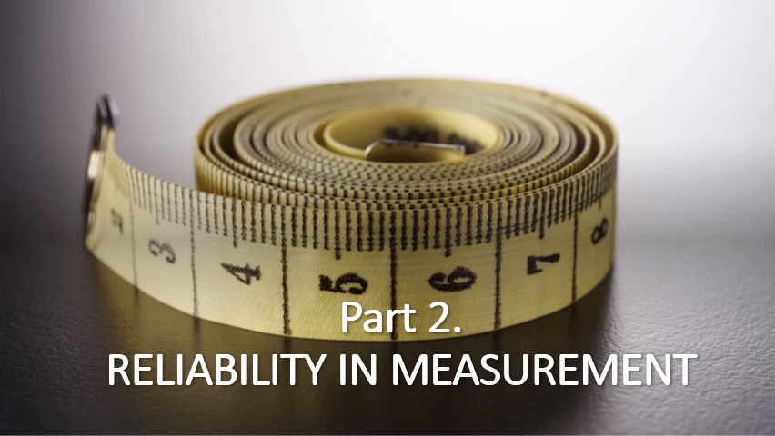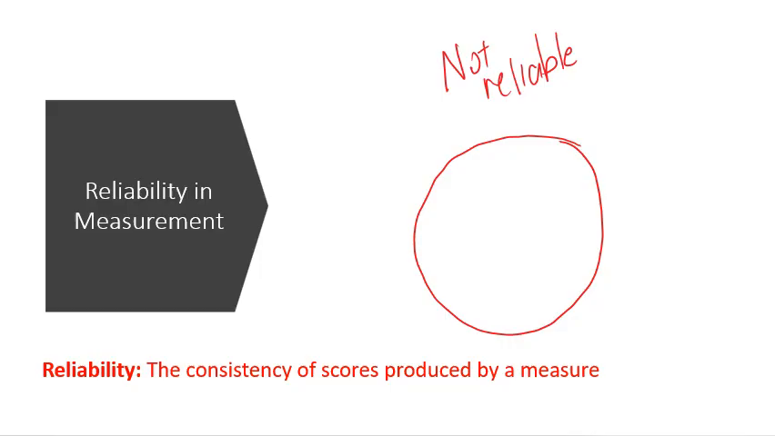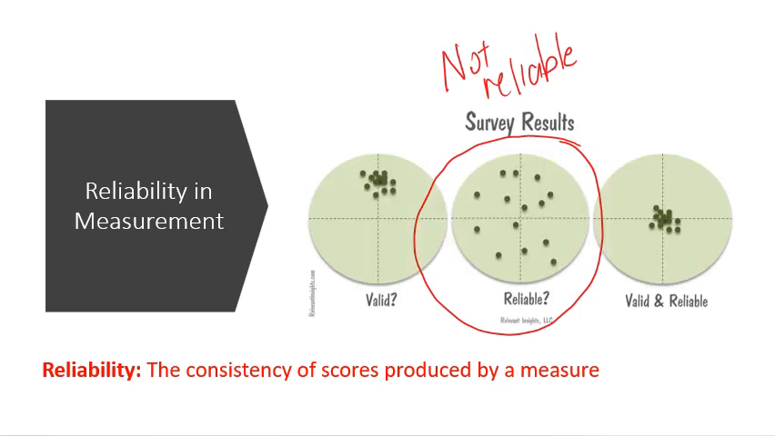Next, we look at reliability in measurement, and let's go back to our little illustration. So reliability is the consistency of scores produced by a measure, and let's look at this middle illustration. Here we can see that the points are all over the board. A couple of them are close to the target, but most of them are all over the place. In this case, since this measure isn't producing consistent results, we would say that it is not reliable.